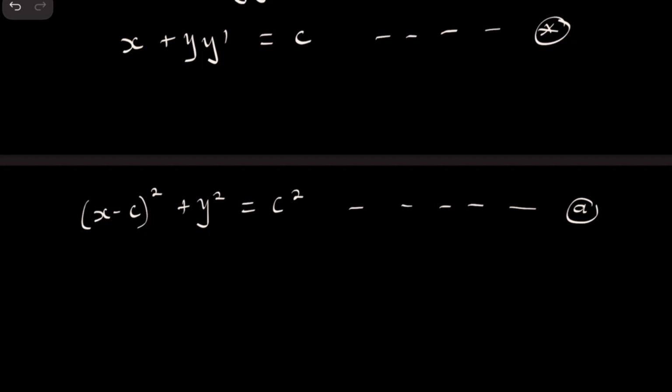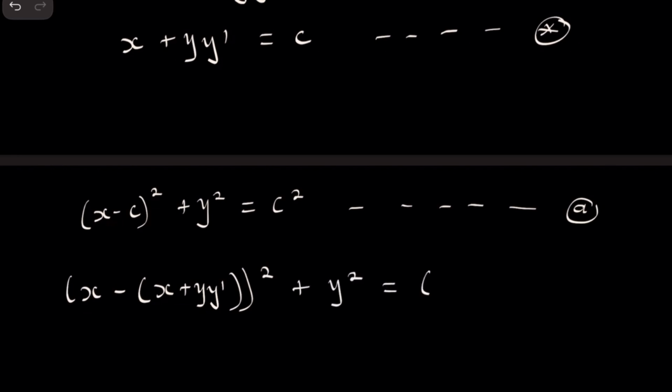Now we go back to our given general solution, which is defined by equation A. So we now have to substitute C star in A. So we write x plus y y prime in place of c in this expression, right? So we are going to have (x minus c), but c is giving us x plus y y prime, then all squared plus y squared is equal to c squared, which is (x plus y y prime) all squared. Now let's simplify this guy.